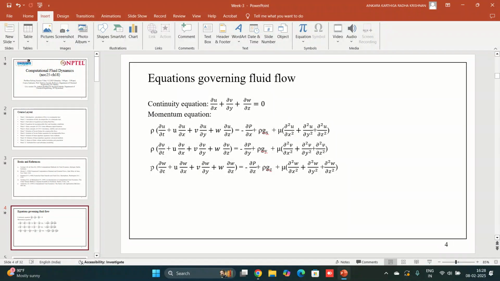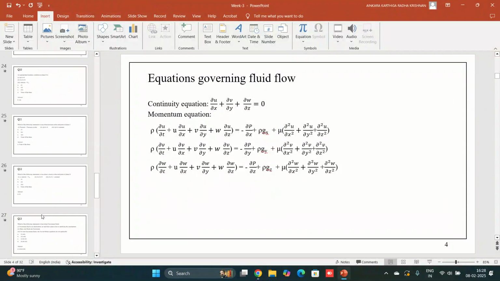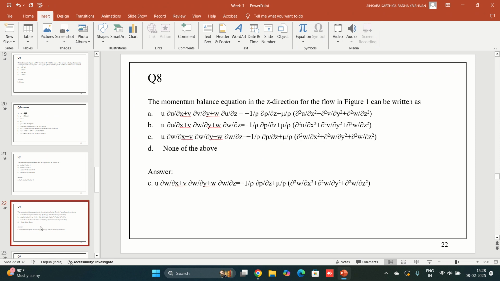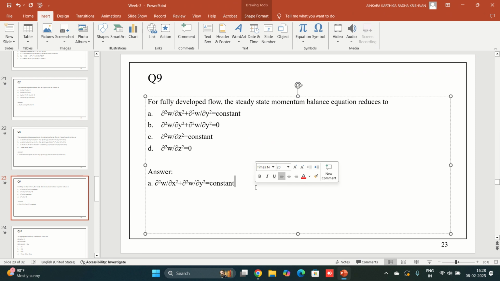This is the equation actually. ∂W/∂t plus U ∂W/∂x plus V ∂W/∂y plus W ∂W/∂z. We'll copy this and put it there. It is in the 9th question.